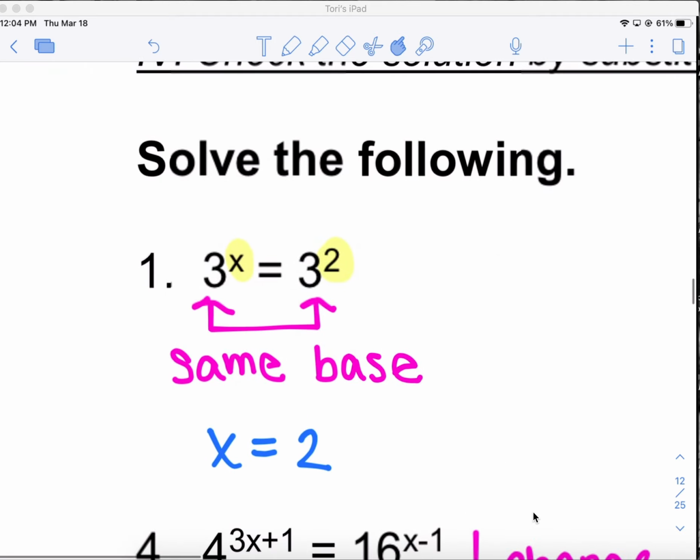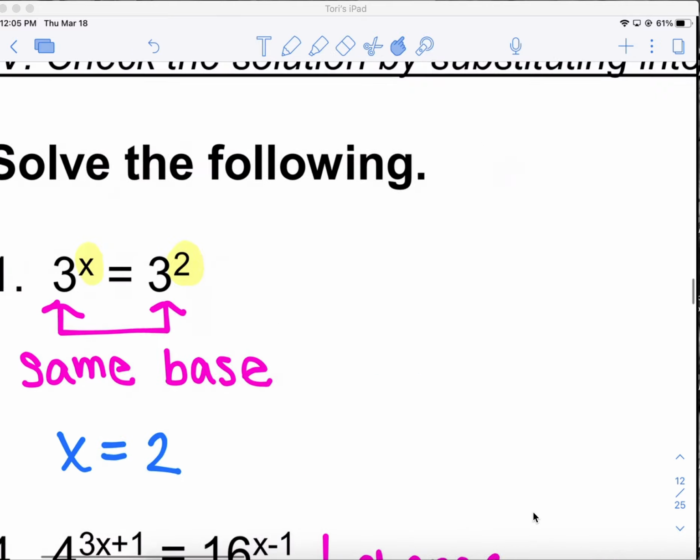If I was to show you, this is the first problem, 3 to the x is equal to 3 squared. They have the same base already. The 3's are the same, so that means my exponents must be the same. x equals 2 and we're done. There's no solving, nothing going on with that, okay?